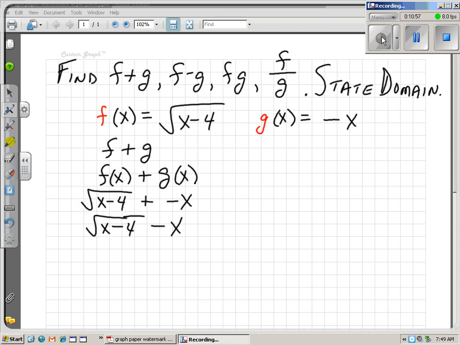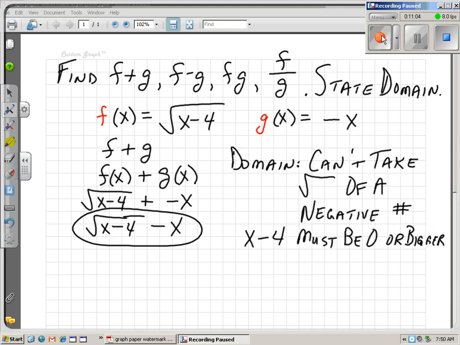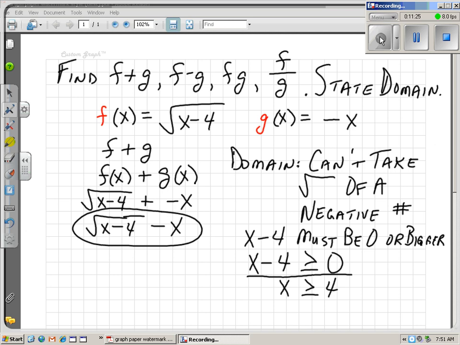All right, here's what I got for f plus g. Now think about your domain. What can x not be? Remember, we can't take the square root of a negative number. So x minus 4 is under our square root. x minus 4 needs to be 0 or bigger than 0, or positive. Remember, it's okay for the number under the radical to be 0. So x minus 4 must be greater than or equal to 0. That means x must be greater than or equal to 4. So we say all x's as long as x is greater than or equal to 4.